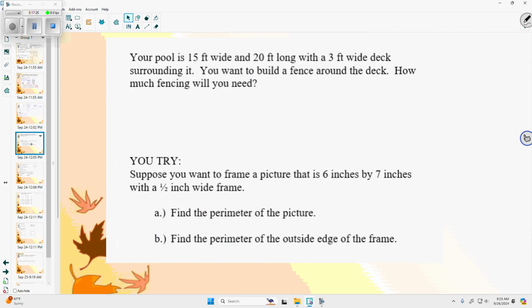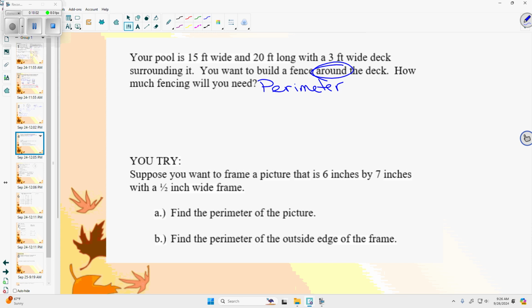All right, so on the next page, my pool is 15 feet wide and 20 feet long with a 3-foot wide deck surrounding it. And you want to build a fence around the deck. How much fencing would I need? What am I talking about? Area or perimeter? Why is it perimeter? You're right. Absolutely. The fence is going around the deck. We're not covering up the pool with the fence. That would make the pool not usable. So we're going to put the fence around it.